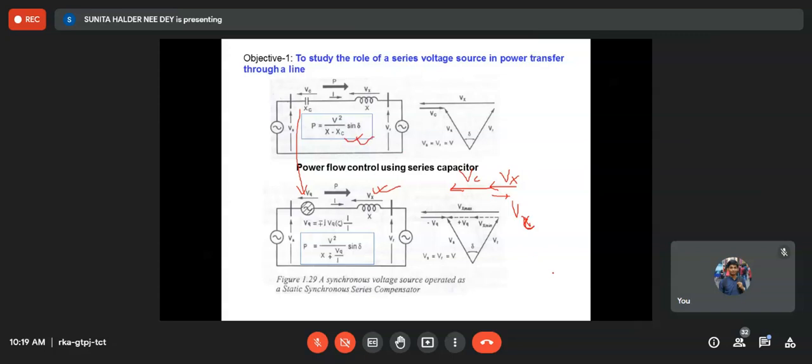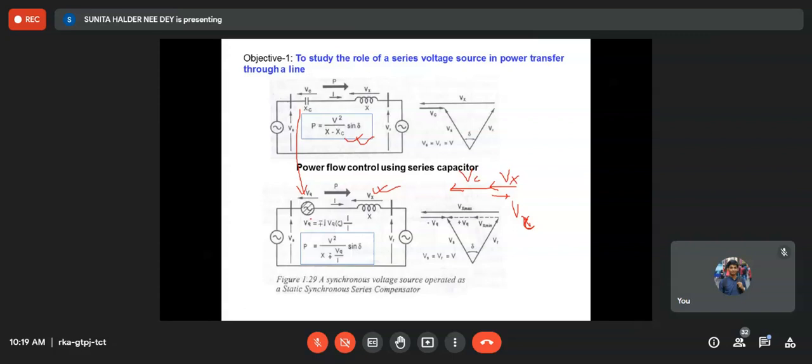But in this case, we have not included any capacitor, but we have included a voltage source. So that is a controllable voltage source. So actually, there is no question of series resonance. Okay, so that may be avoided.